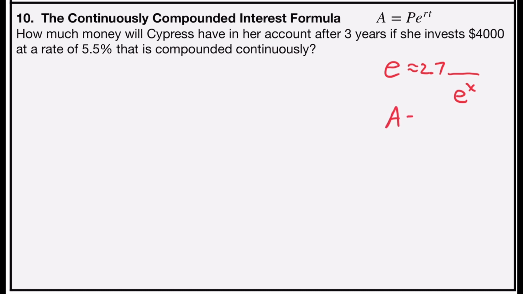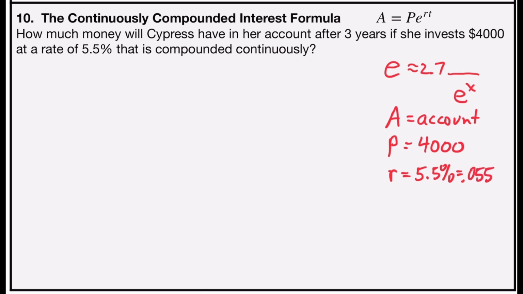A is the amount of money in the account. P is the principal or the initial investment. In this case, it's $4,000. R is the rate, which is 5.5%, or in decimal form, 0.055. And T is the time of the investment. In this problem, it's 3 years.